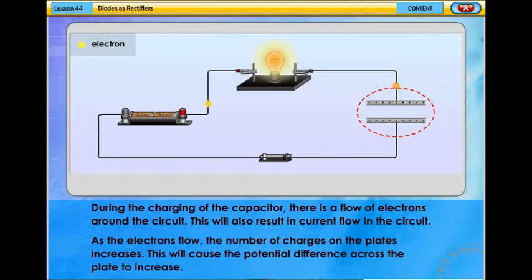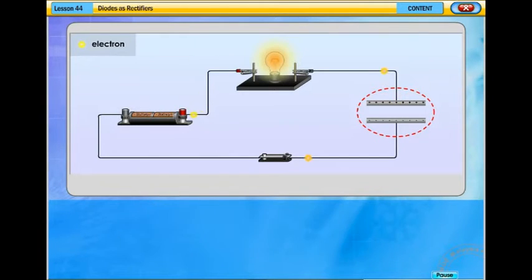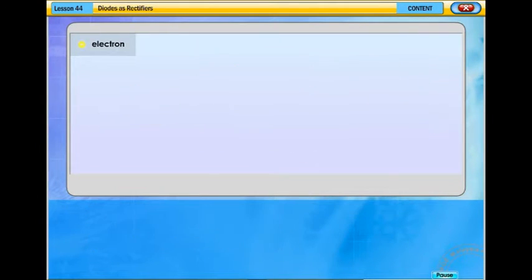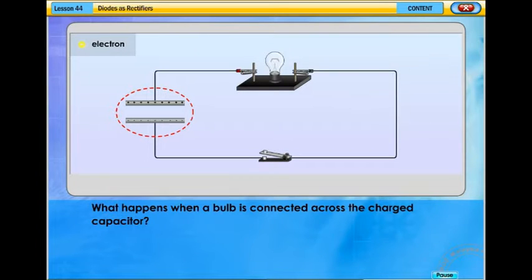As the electrons flow, the number of charges on the plates increases. This will cause the potential difference across the plates to increase. As the potential difference across the plates becomes equal to the voltage supply, electrons will stop flowing. The capacitor is now fully charged. What happens when a bulb is connected across the charged capacitor? Click on the switch to find out.